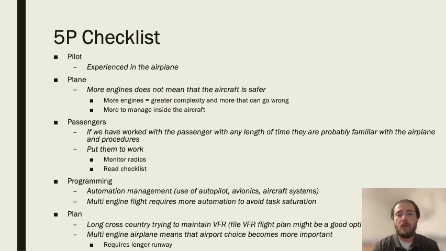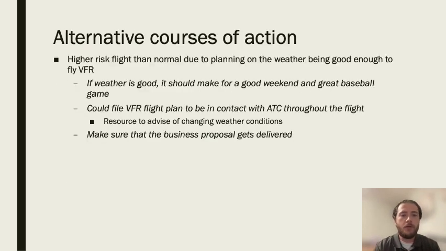And then plan. It's going to be a long cross country, and we're trying to maintain VFR. So filing a VFR flight plan might be a really good option. Multi-engine airplanes mean that airport choice also becomes more important. So we're going to require a long runway, which we already went over with the takeoff distance and the accelerated go and stop distances. And then alternative course of action.